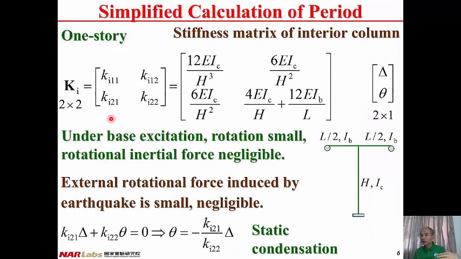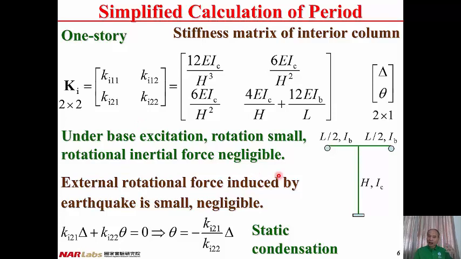Okay, and then we move to interior column. From interior column, we use the same method. We can construct the stiffness matrix, and the dimension of the stiffness matrix is also 2 by 2. That means that if we want to have a unit lateral displacement, that's the lateral force required, that's the moment required. If we want to have unit rotation at the joint, that's the lateral force required, that's the moment required, so that we can construct the stiffness matrix for the interior column.